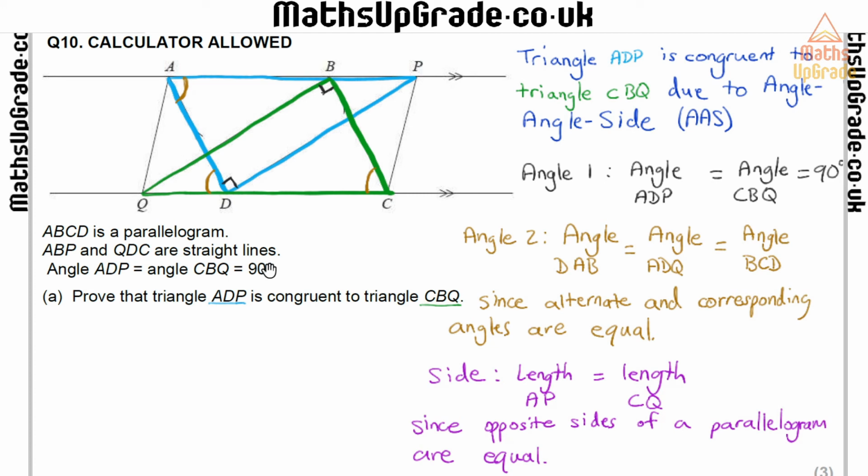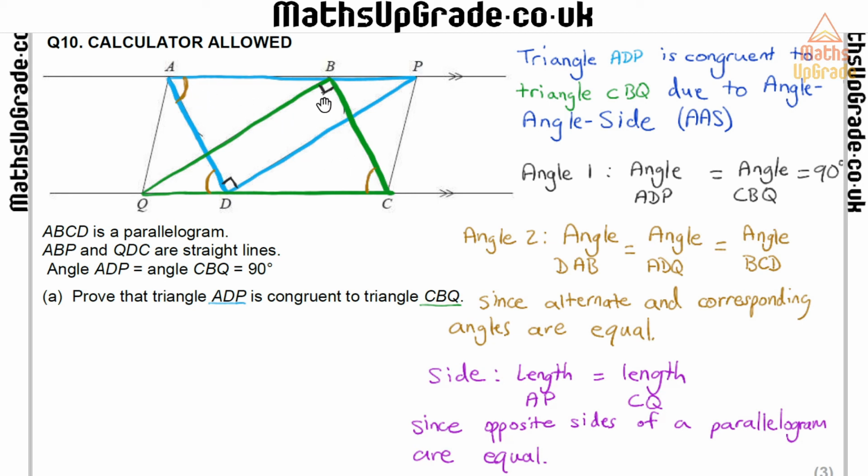The second thing is another angle, and that is this angle here, so angle DAB. I'm going to prove that's equal to angle ADQ. So these two angles are equal since alternate angles around parallel lines are equal. And since angle ADQ is equal to angle BCD, because corresponding angles are equal, this angle must equal that angle. So angle DAB must equal angle BCD. They're in those two separate triangles.